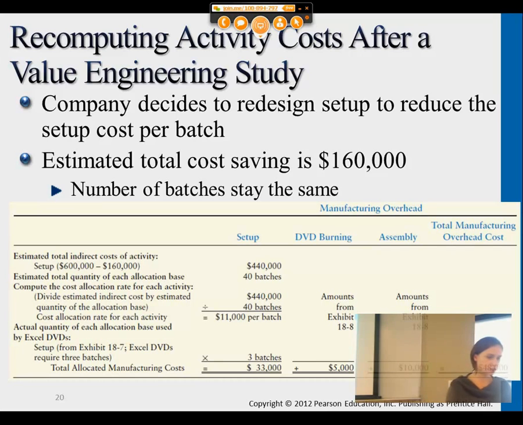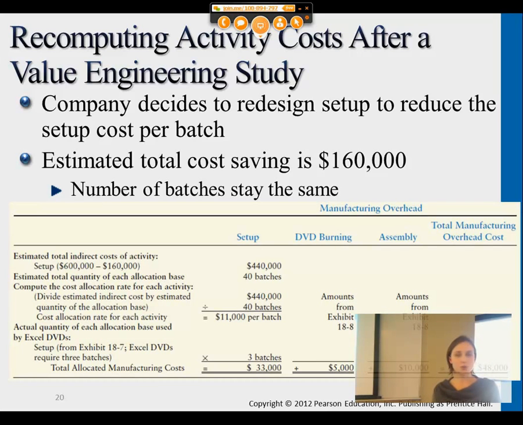So here's what we're going to do. We'll reduce our cost by 160,000. Do you see this 600 minus 160,000? So my setup right now is only 440,000. I'm recalculating while implementing this value engineering. So now I see that my cost per batch is $11,000: all of my costs divided by all of my batches.